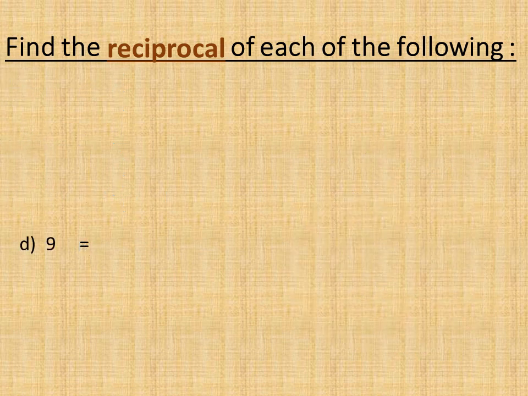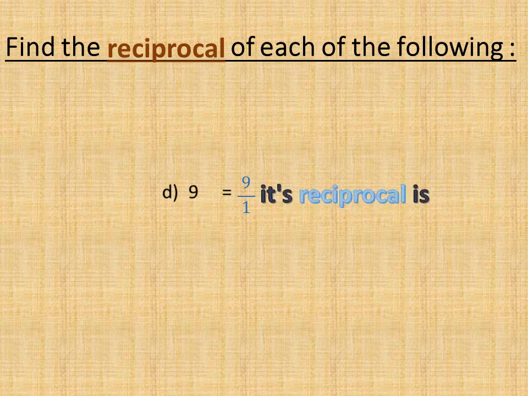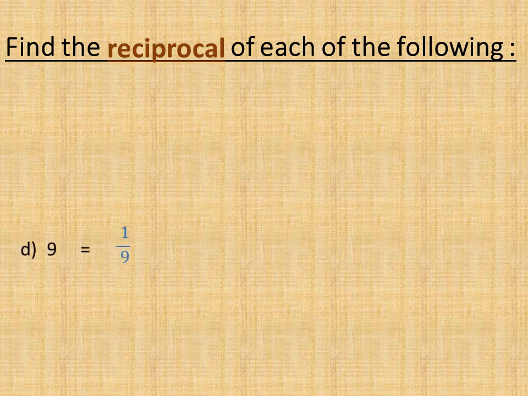Letter D, 9. Here 9 is a whole number. How can we find the reciprocal of any whole number? First, we have to convert this whole number into a fraction, with a numerator and denominator. So it will be 9 over 1. Now, 9 over 1, its reciprocal is 1 over 9. So the reciprocal of 9 is 1 over 9.